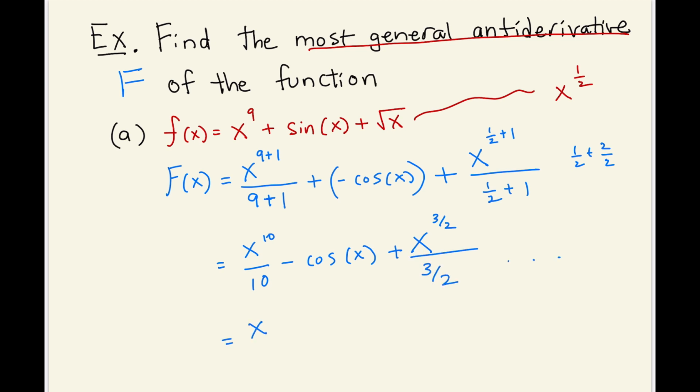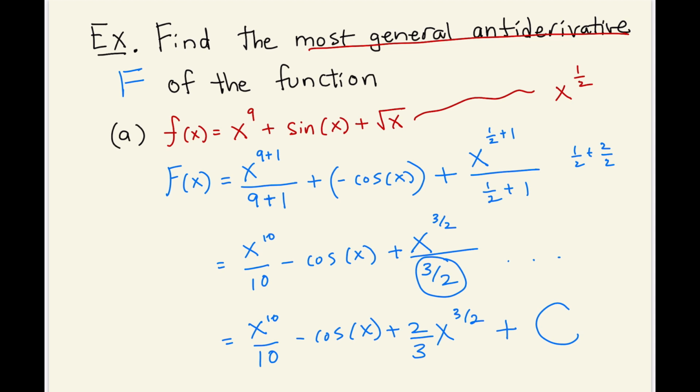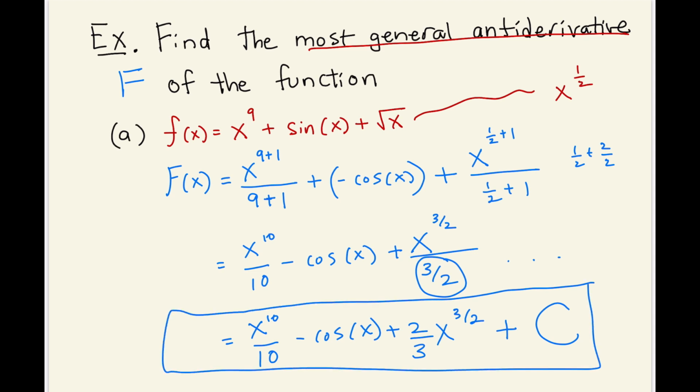And I'm almost done. Remember, dividing by the fraction is the same as multiplying by the reciprocal. And I cannot forget the plus c, because remember, every different constant gives me a different antiderivative. So this is my family. This is the most general antiderivative.